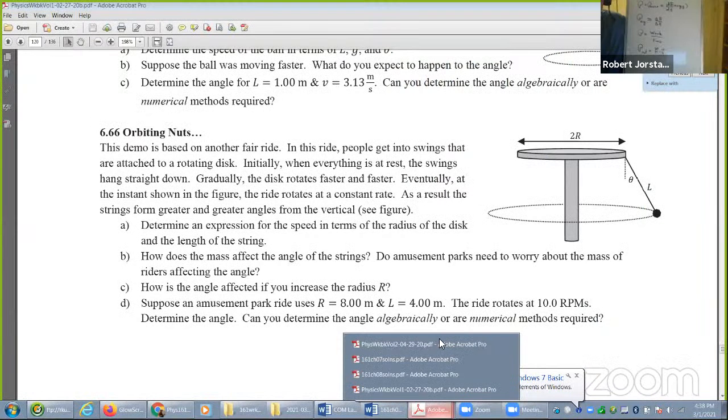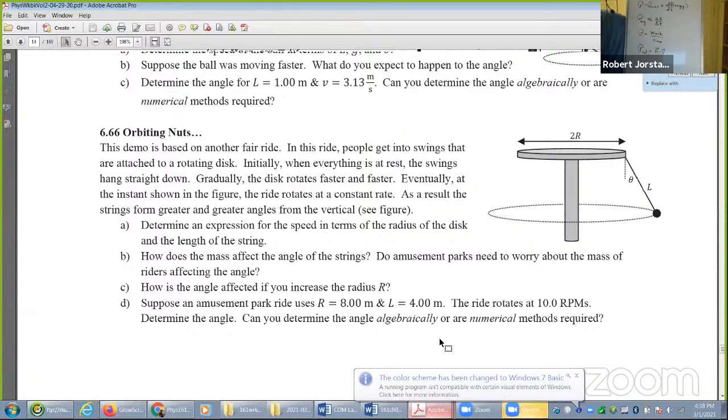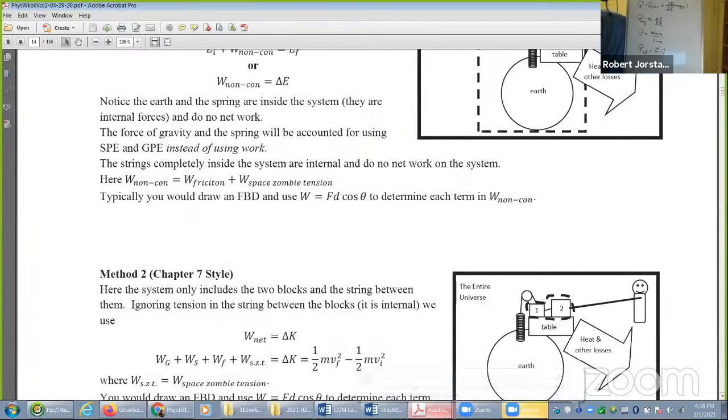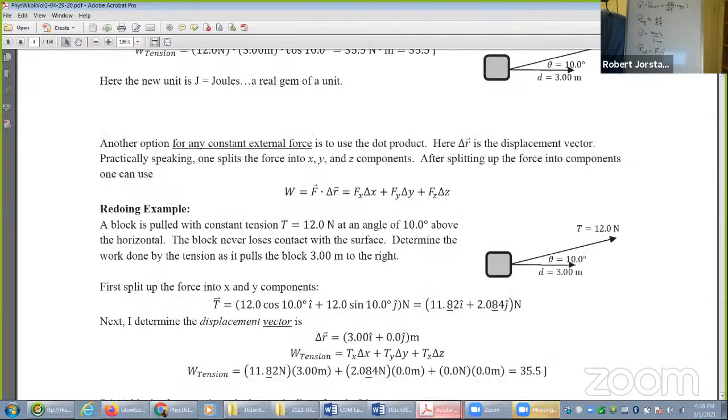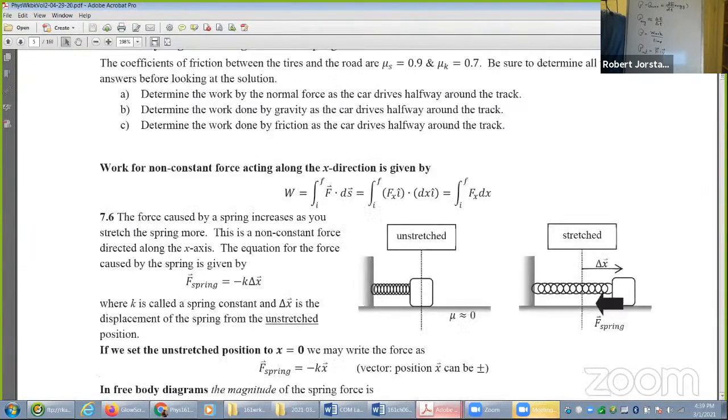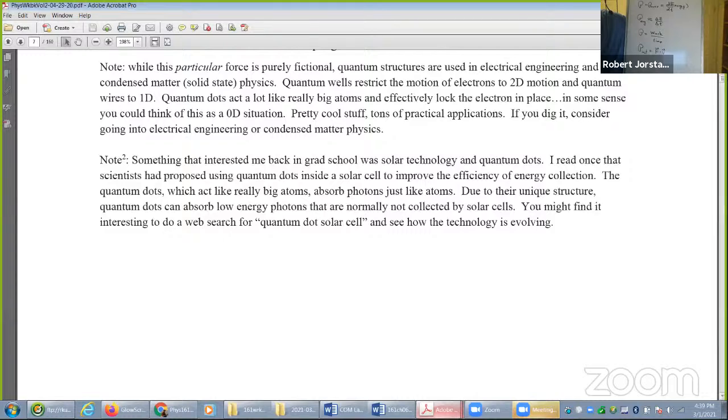Whoops, that's the wrong one. Let's go to this one. There we go. All right, and so I think we were a little bit down below that. Apologies for some scrolling here.